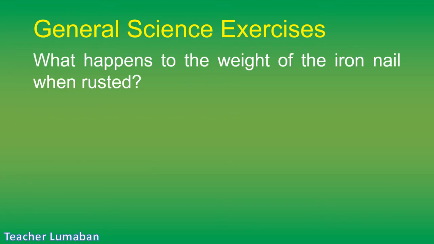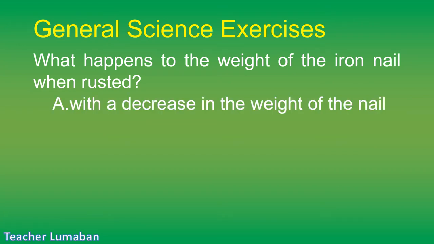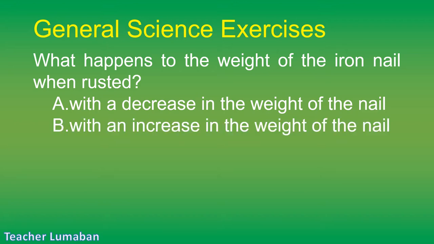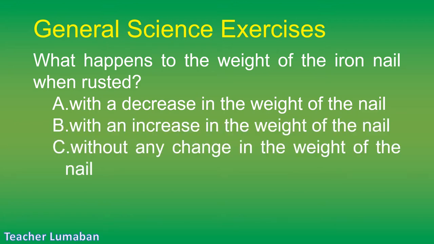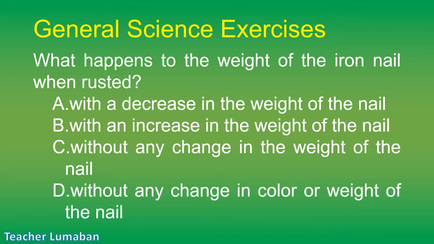What happens to the weight of the iron nail when rusted? Letter A, with a decrease in the weight of the nail. Letter B, with an increase in the weight of the nail. Letter C, without any change in the weight of the nail. Letter D, without any change in color or weight of the nail. Choose the suitable answer to the following choices in 5 seconds.